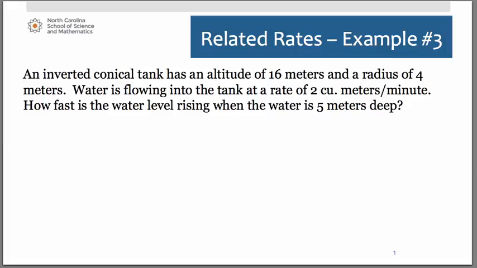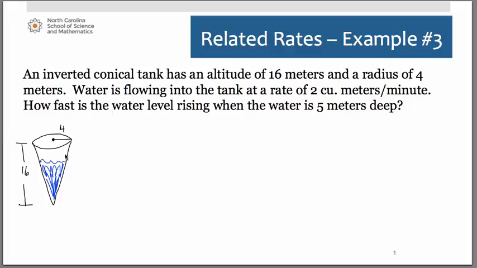Water is flowing into the tank at a rate of 2 cubic meters per minute. How fast is the water level rising when the water is 5 meters deep? So let's go ahead and draw ourselves a visual of this. So here we have our inverted conical tank with the dimensions shown, and we have water flowing into the tank. So obviously the water is going to be filling up inside the tank.